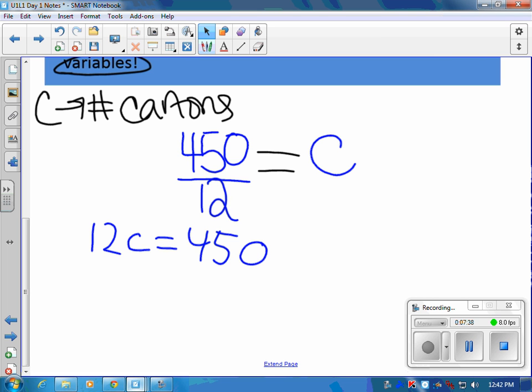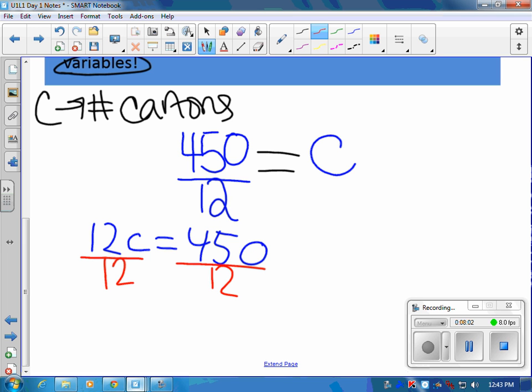So Grace gave us the equation 450 divided by 12 equals C. Parker gave us the equation 12C equals 450. Let's look at this equation. What do I have to do to get the variable by itself? Hunter? Divide by what? Okay, so I have to divide both sides of my equation by 12. Do they end up being the exact same equation?